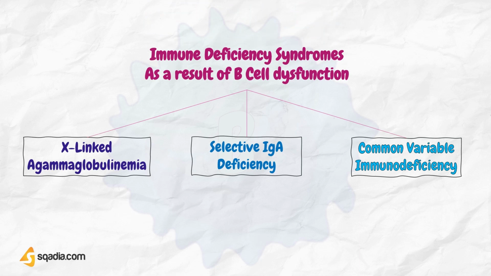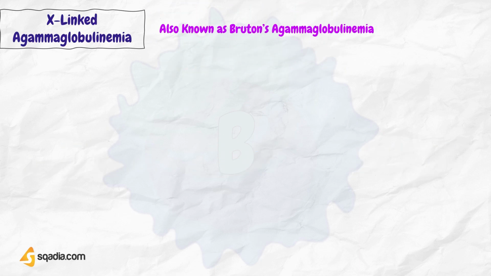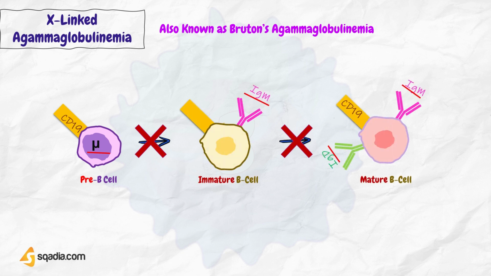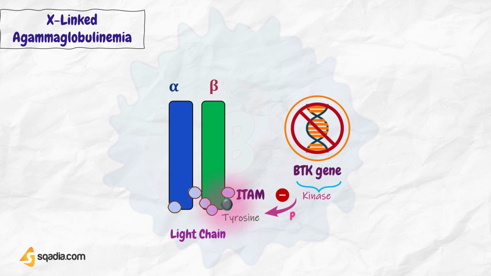In this section, we're talking about X-linked agammaglobulinemia. This is an immune deficiency syndrome related to B cells. It's also known as Bruton's agammaglobulinemia. This is an X-linked syndrome, as the name suggests, and it is due to the failure of B cell precursors to become B cells. So in this condition, patients are unable to produce light chains, and this is due to the defect in the Bruton tyrosine kinase, or the BTK gene.